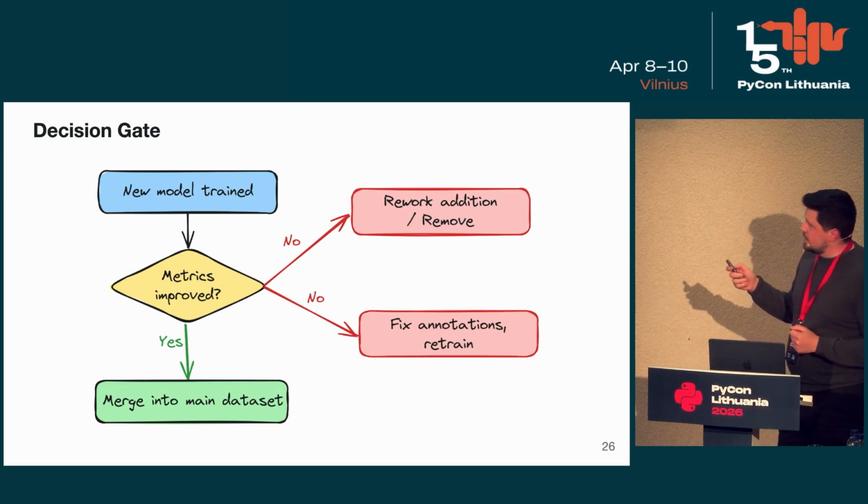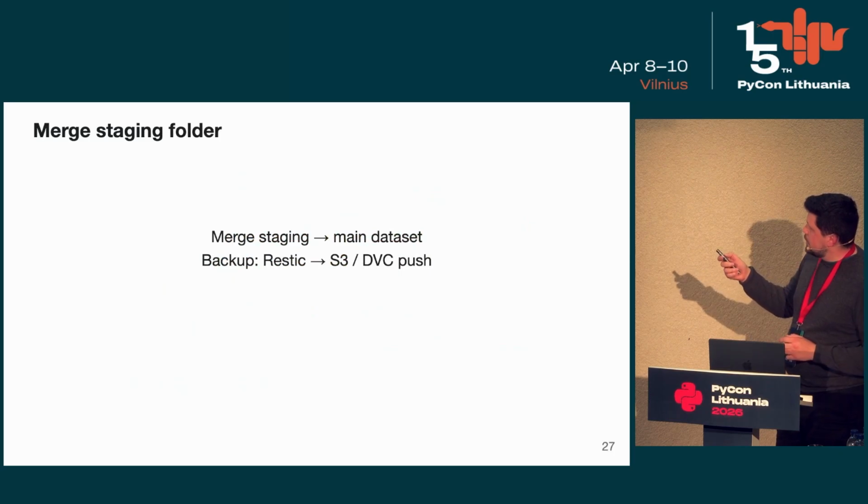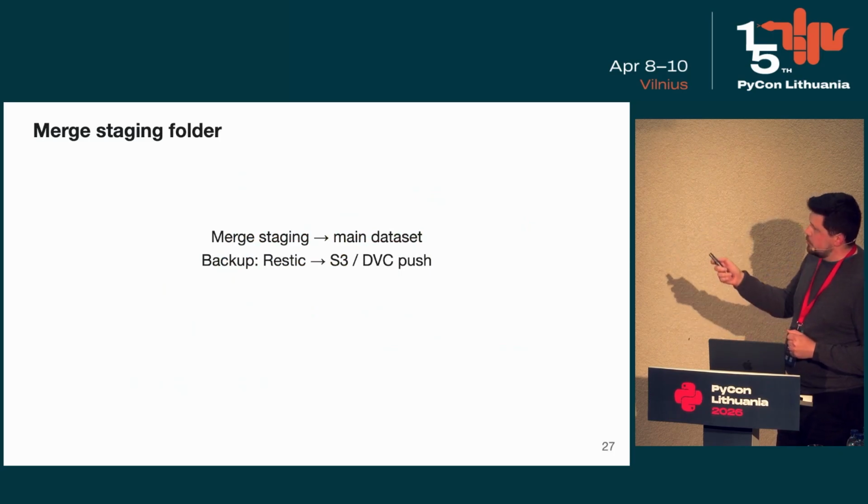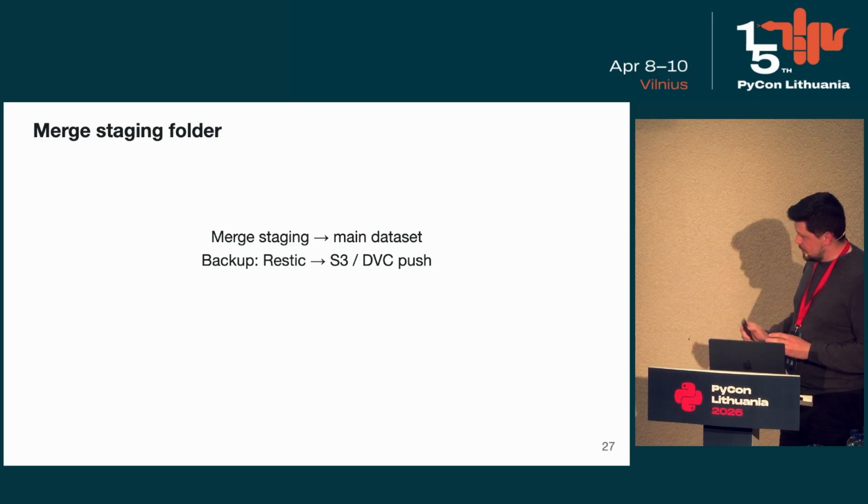So let's say all is good. Then we just go next. We copy files to the main dataset. We do a backup, like an incremental backup with Restic or DVC push, and that's it.